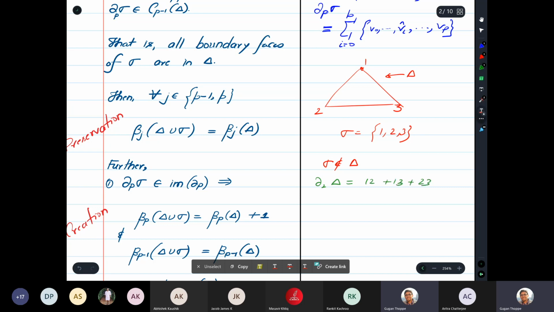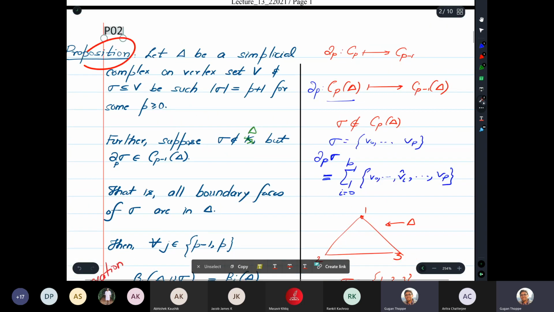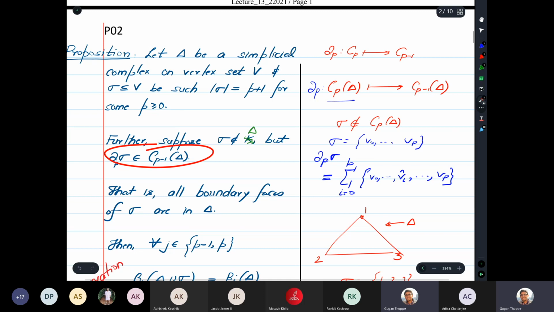Now this thing over here, I hope you agree, belongs to C1 of delta, because delta has these three edges, right? So C1 of delta will also include the formal sum of these edges, which is exactly this, right? So in this sense, you can see that although sigma does not belong to delta, the output of ∂2 on sigma lies in C1 of delta, right? So for this proposition, it is important that such a claim holds true. So I will pause here. If you have any questions on understanding this condition, please let me know.